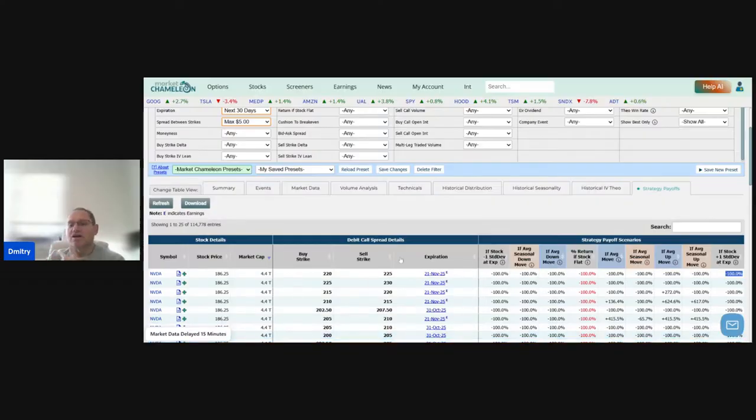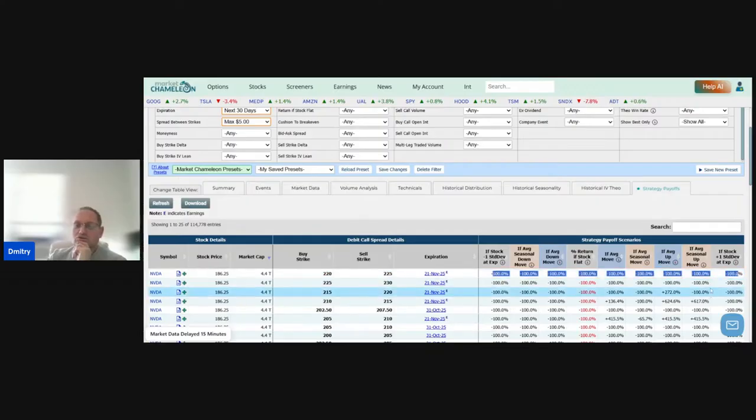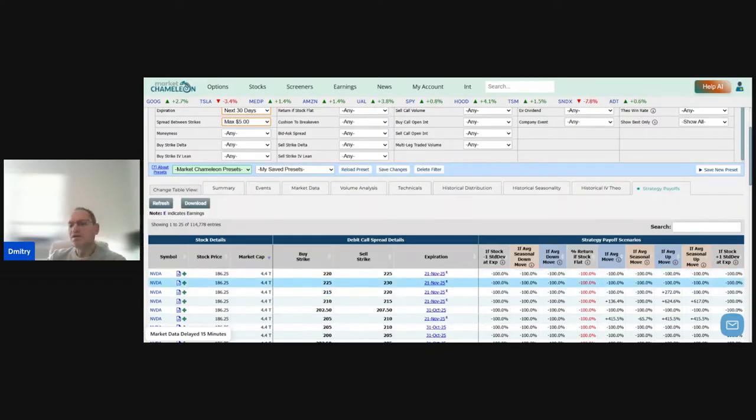If it's down one standard deviation, all these would also be out of the money, and it would be a 100% loss on whatever you paid, the 35 cents debit in this situation. So here it doesn't look good. It needs to really go up more than this one standard deviation. We also have different moves here that we could screen by.